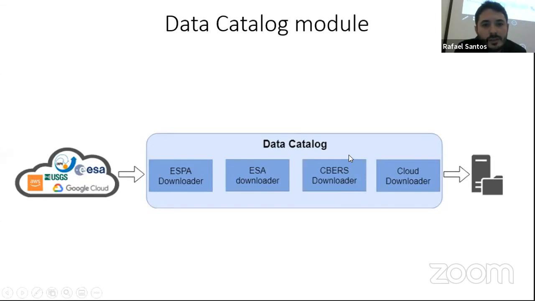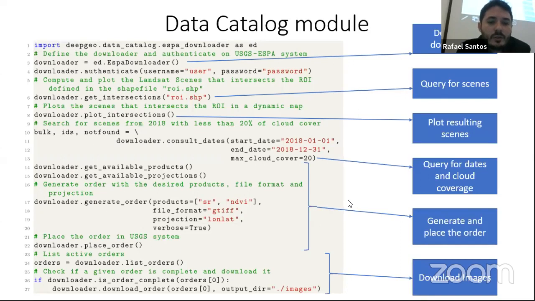So the first module is the data catalog, where you are able to download images from the main providers in the world, the main providers that provide free images: USGS, ESA, INPE for CBERS images, and for some cloud platforms. So basically here is a code example of this module, where in a few lines of code, you define the downloader, you query for scenes, plot the resulting scenes in a dynamic map, query for dates and cloud cover, minimum cloud coverage, maximum cloud coverage, sorry. You can generate and place the order and download the image all in an automatic way.